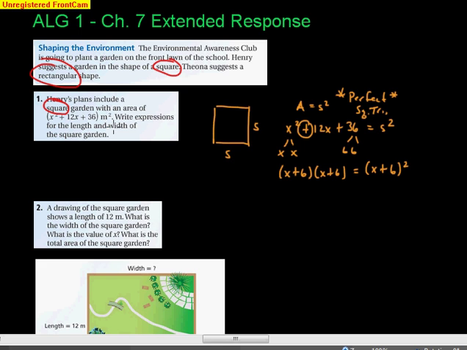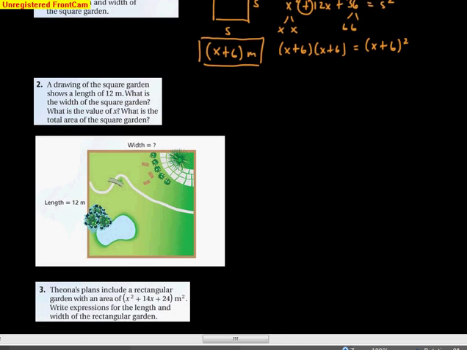So it says write expressions for the length and width of the square garden, so they are the same. Each of them is x plus 6 meters long. X plus 6 meters. There we go. Alright, next problem here involves this picture.